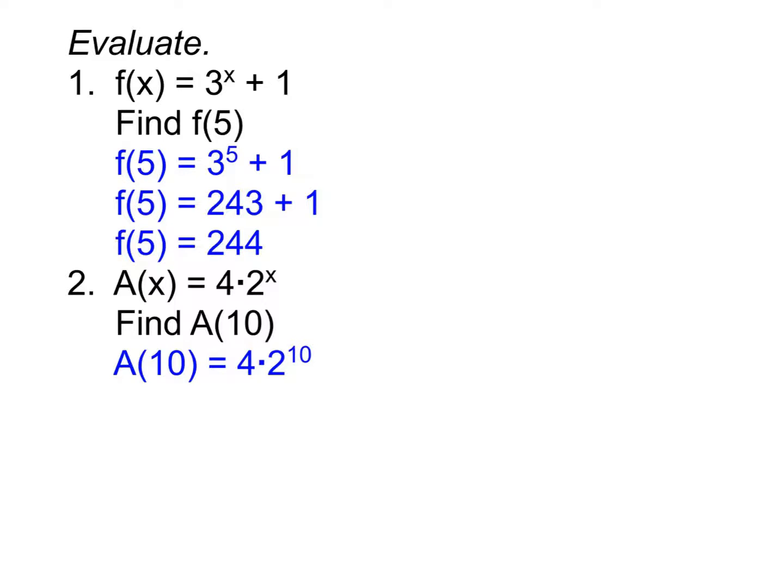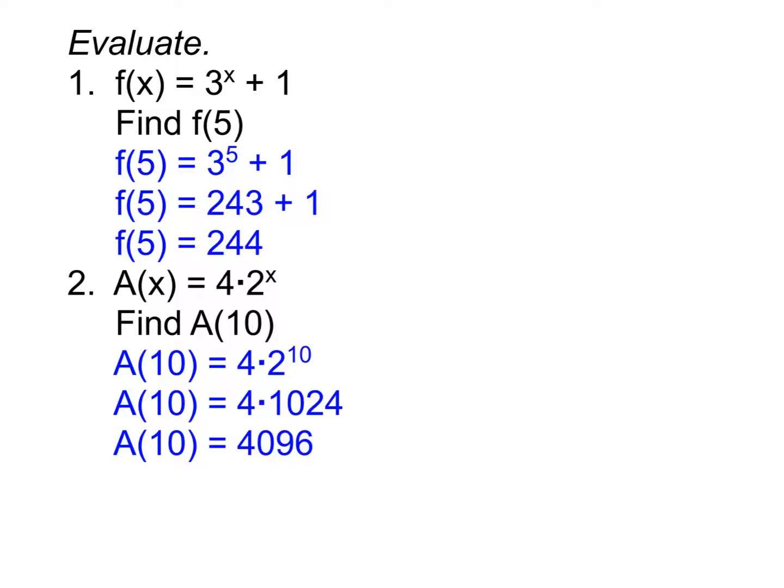All right, so first thing we're going to do is go ahead and deal with that exponent. We do 2 to the 10th, and that gives us 1,024. All right, so now having done the exponent part, now we do the multiplication. So we're going to do 4 times the 1,024. So our final answer here, a of 10 equals 4,096.